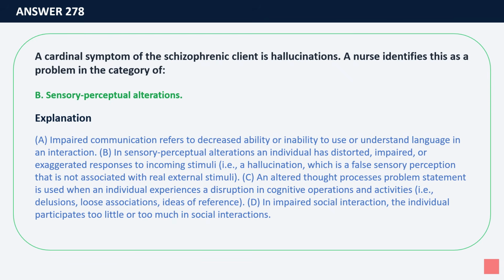C. An altered thought processes problem statement is used when an individual experiences a disruption in cognitive operations and activities, i.e., delusions, loose associations, ideas of reference. D. In impaired social interaction, the individual participates too little or too much in social interactions.